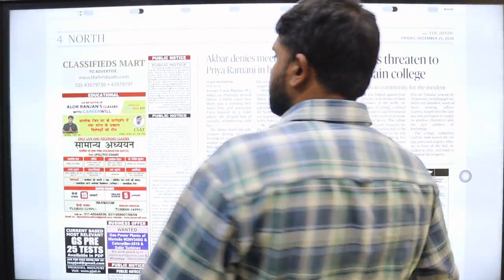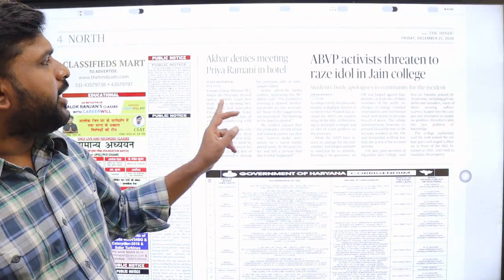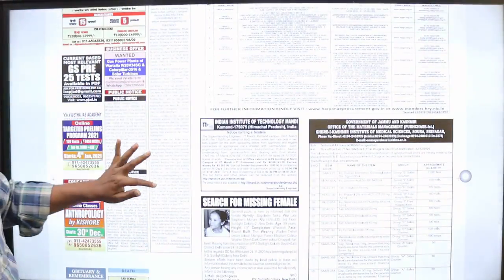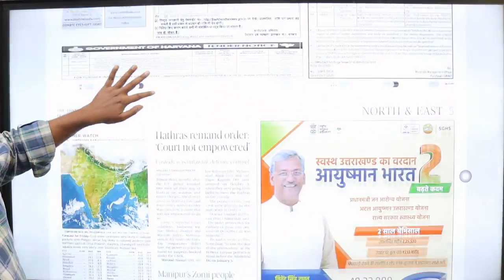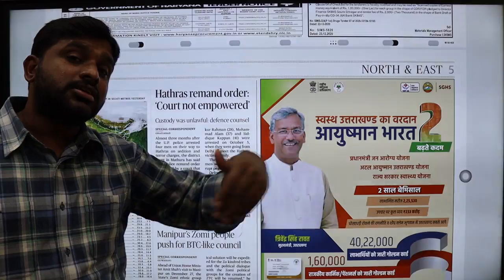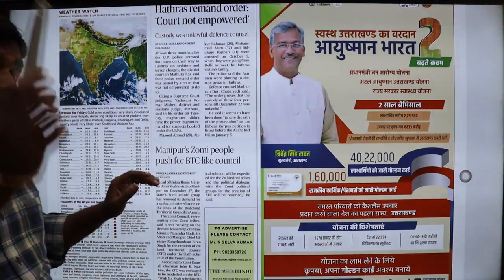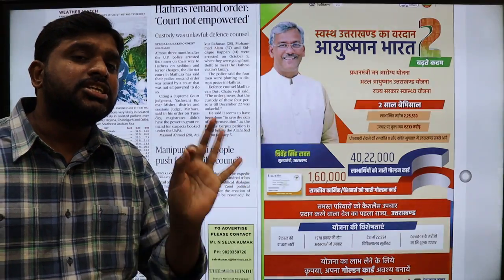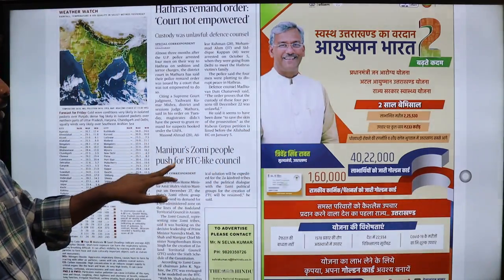Next paper. Akbar denies meeting Priya Ramani. Not required. ABVP activists. Not required. Advertisements. Not at all required. Hathras remand order, court not empowered. Not required. Hathras incidents. Old story. Not required. At that time you already read. If you are starting now, what is this Hathras incident? Just go through it on Google.